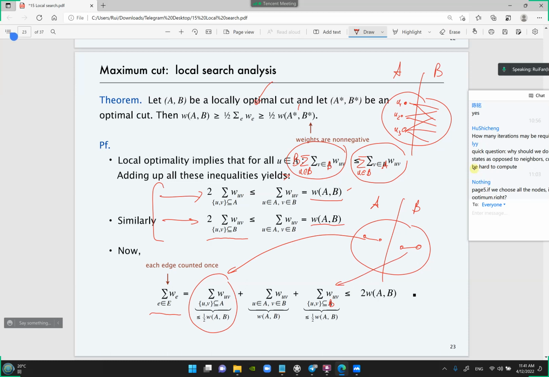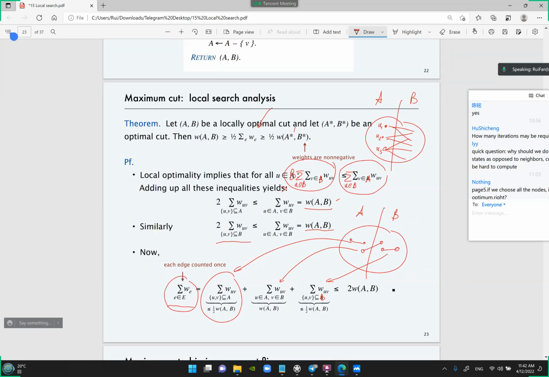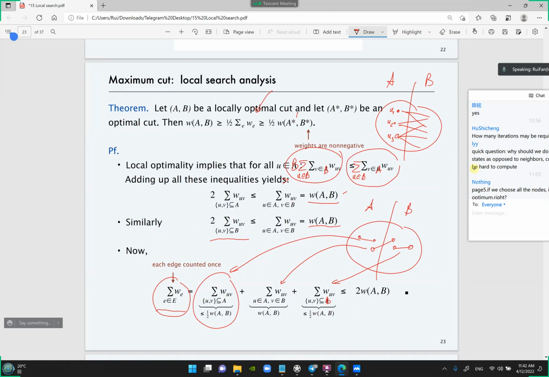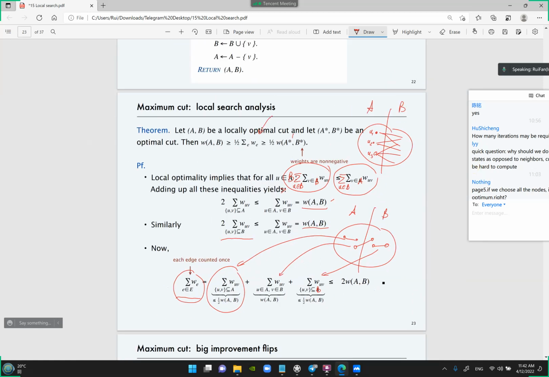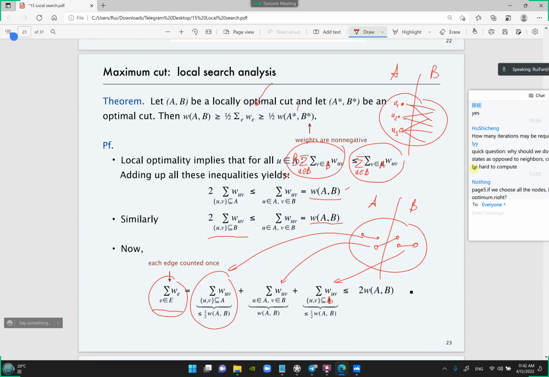So these are this type of edge, and these are this type of edge. And the final type of edge is the ones that cross between A and B. So if you add up all of the edges, you can break them into these 3 classes. Now, what do we know about these 3 classes? Well, by this first inequality over here, oh, I'm sorry, the computer's doing something weird.